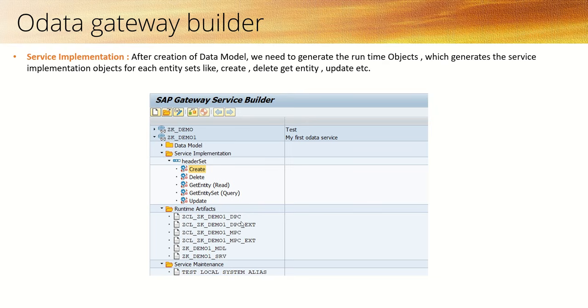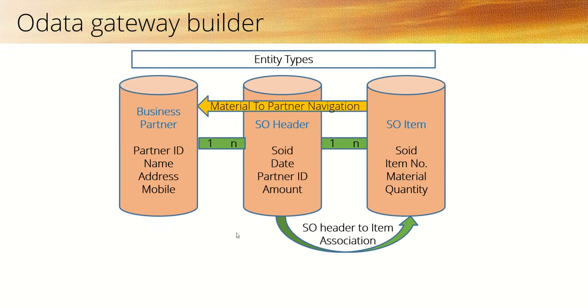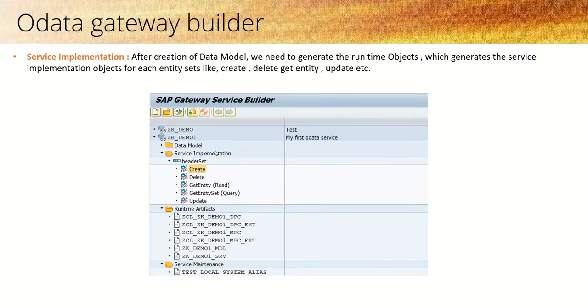At a higher level, understand that DPC stands for data provider class and MPC is for model provider class. The model provider class gives the details about the model, like what the entities are, what the different types are, what associations we have developed, and what the navigation properties are. All that we can get in the model provider class, and the methods for creating, deleting, reading, all this we do in the DPC extension class.